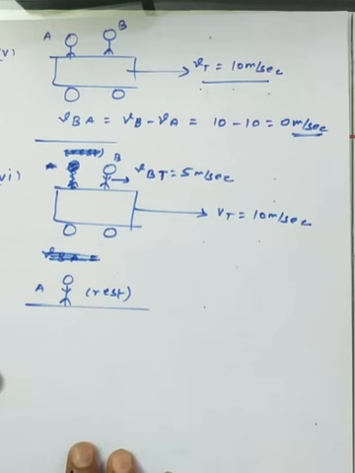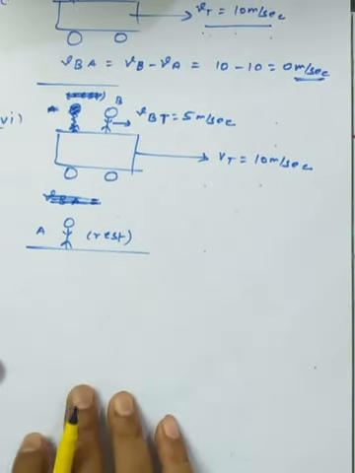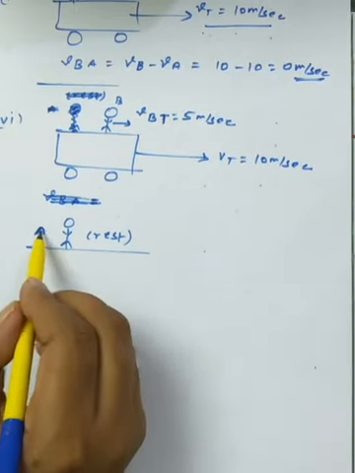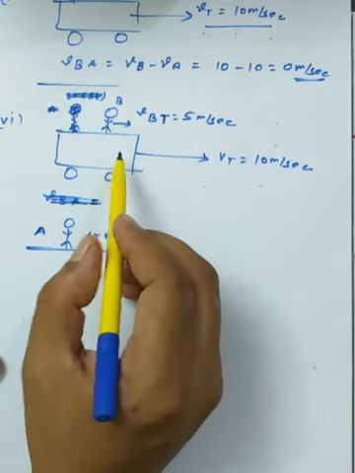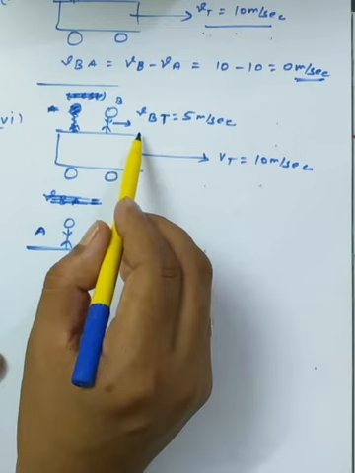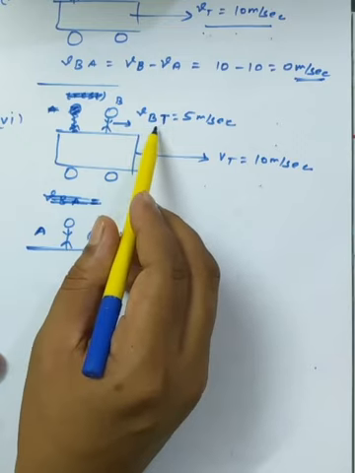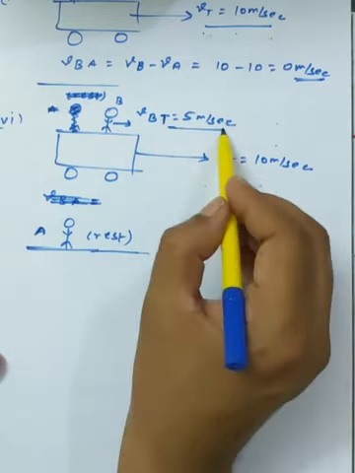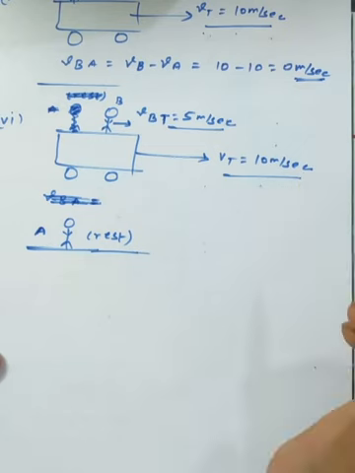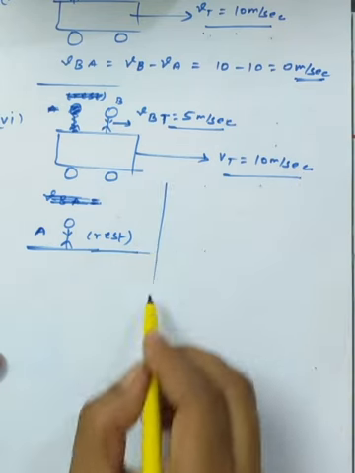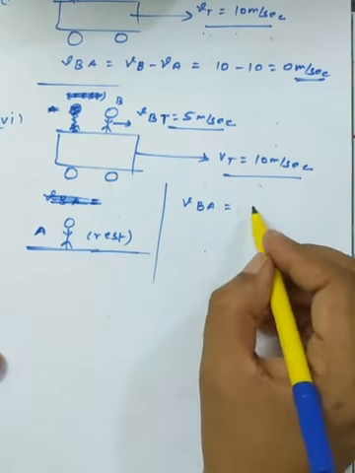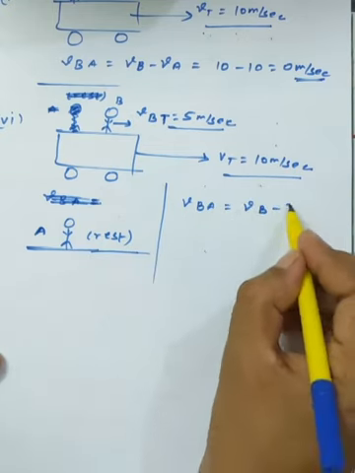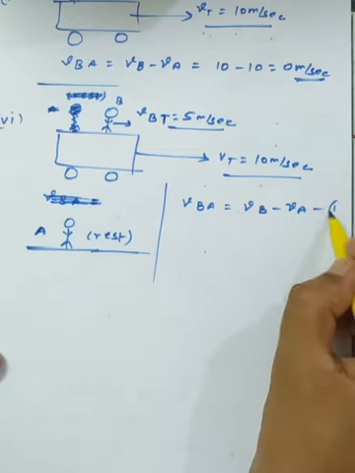Now the next case which I have taken: the person or the observer is standing outside the frame and he is watching B, which is inside the trolley, and B is also moving with respect to the trolley at 5 meter per second, where the velocity of the trolley is 10 meter per second. So what will be the velocity of B with respect to A? Okay, so easily we can say that velocity of B minus velocity of A. This is the general equation we have.